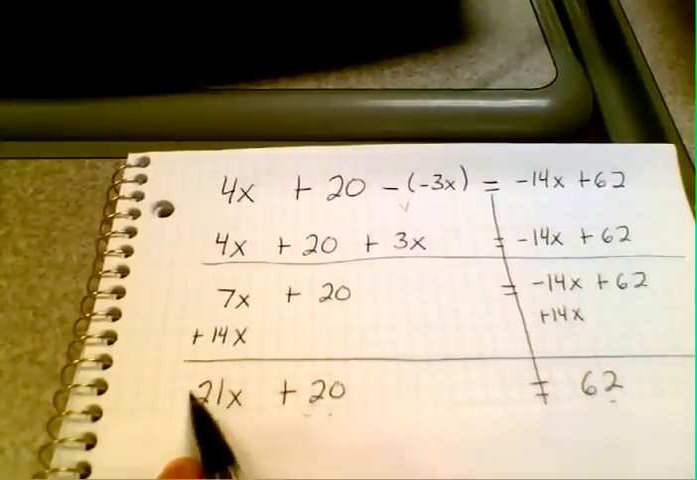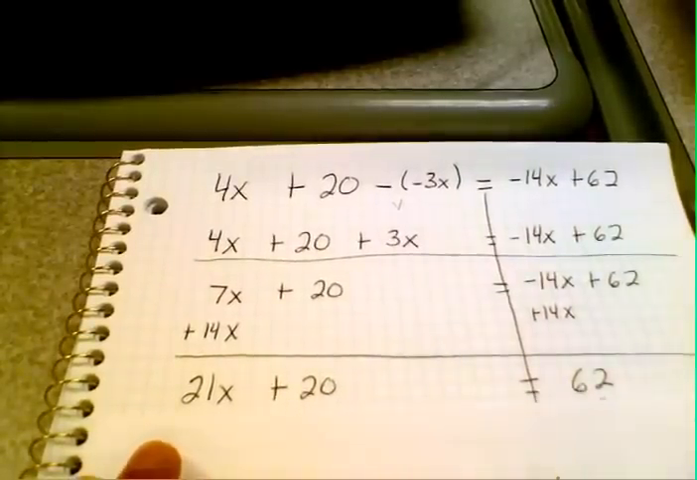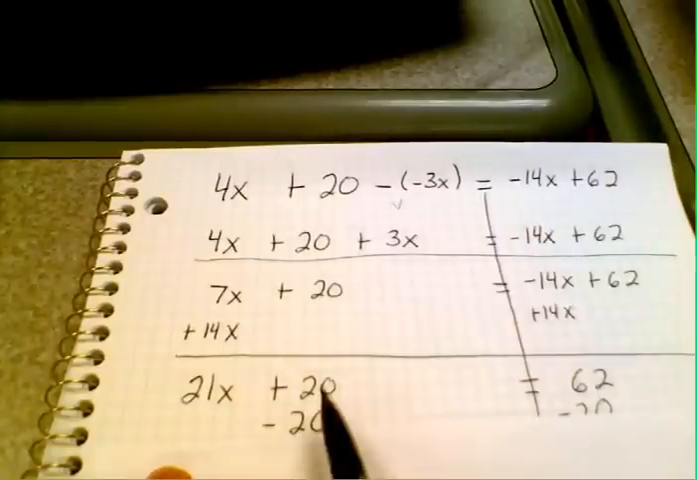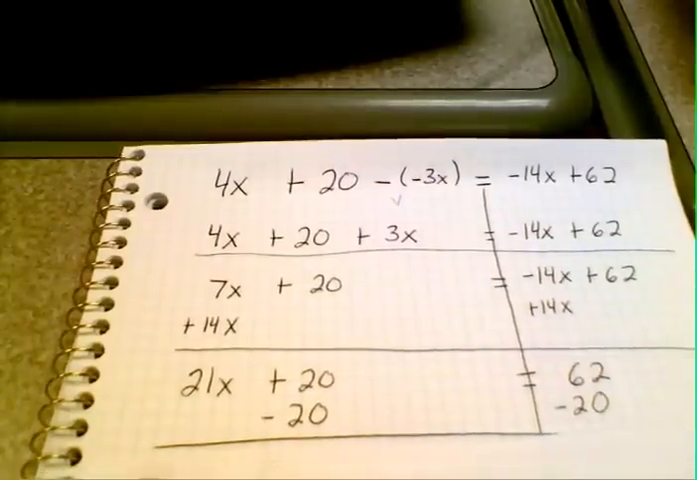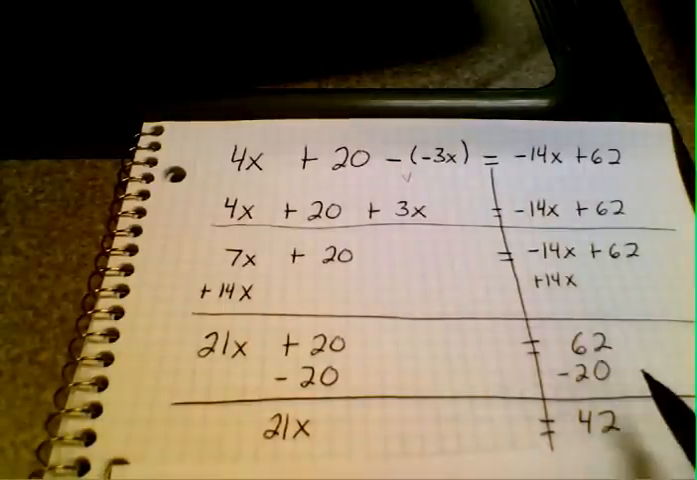Again, I want to isolate the 21x here. I want to get the x all alone on one side. In this case, it looks like I'm trying to get it alone on the left side. Sometimes you might get it alone on the right side, okay? To get rid of this positive 20, think about how you would make that 0. The opposite of positive 20 would be negative 20. So 20 minus 20 would give me 0. That gets rid of that to isolate the 21x. And so now I have 21x equals 42.